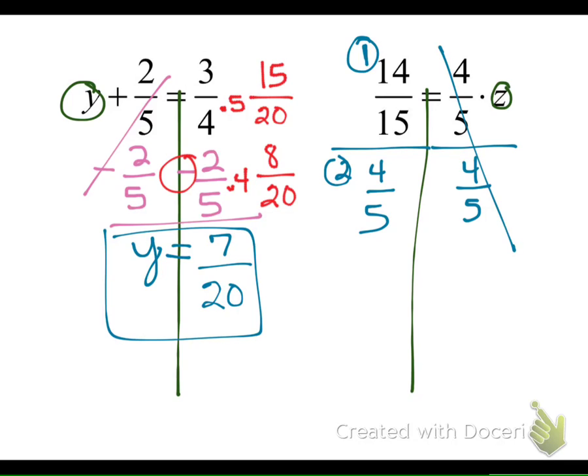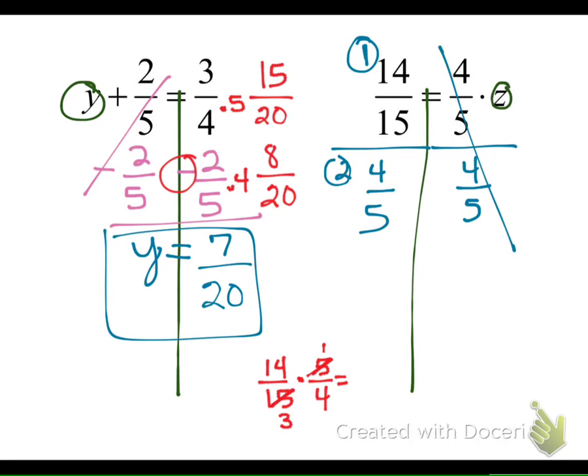Now, when I divide fractions, remember I keep, I flip, and I change. Can I reduce any of these? Oh, yeah. I can reduce all kinds of things. 5 and 15 are both divisible by what? If they both end in 5s, they're both divisible by 5. So what's 5 divided by 5? 1. 15 divided by 5? 3. Okay, you're right.